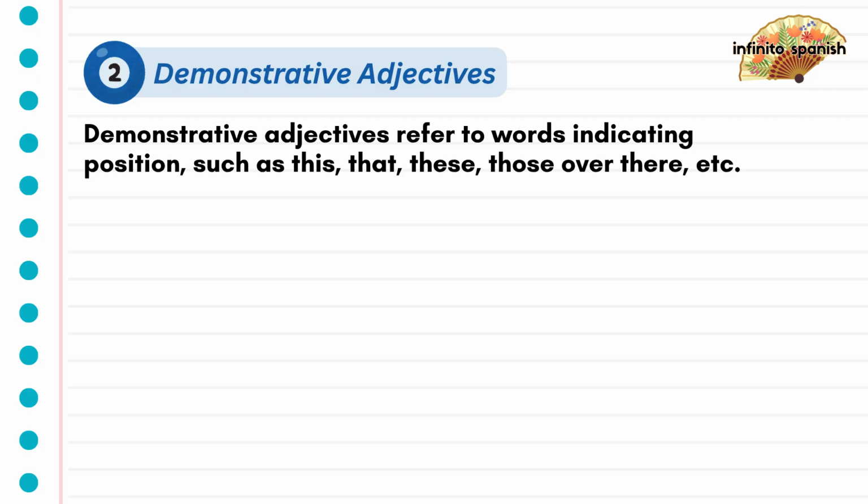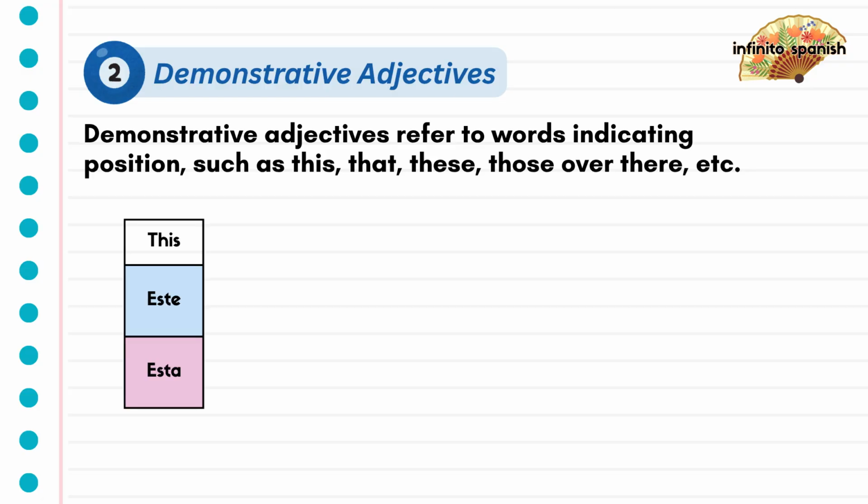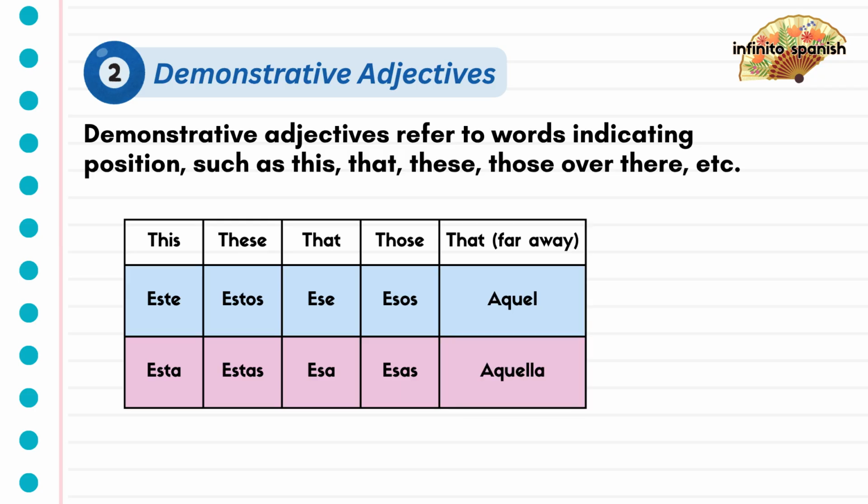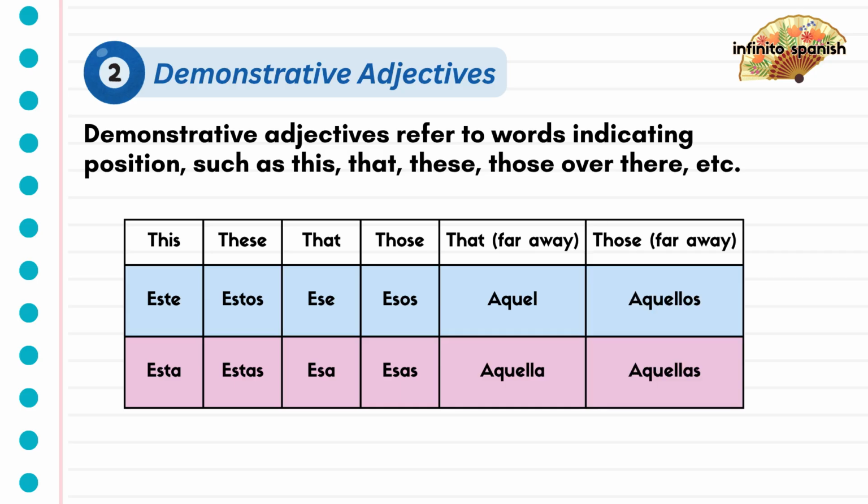Next up, we have demonstrative adjectives. Demonstrative adjectives are used to show where something is in relation to the speaker, using words like this, that, and those over there. Let's go through them. Este, esta, this, estos, estas, these. Ese, esa, that, esos, esas, those. Aquel, aquella, that over there. Aquellos, aquellas, those over there.